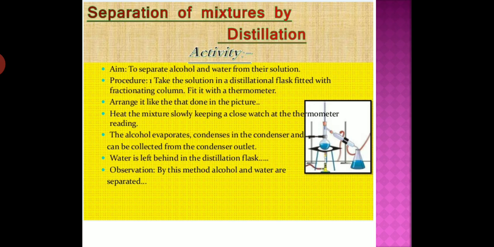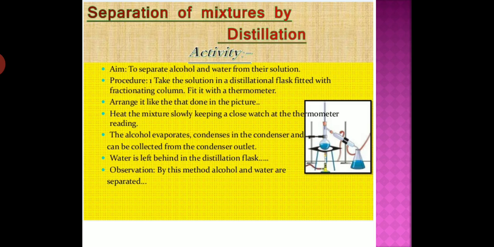You should have the book open when I am explaining these activities. Understand? So what will happen? The alcohol evaporates, condenses in the condenser, and can be collected from the condenser outlet. Now water is left behind in the distillation flask. So in this way the alcohol and water are separated.